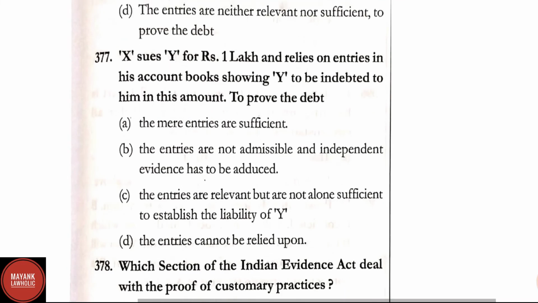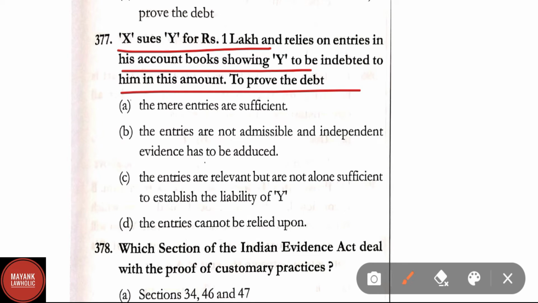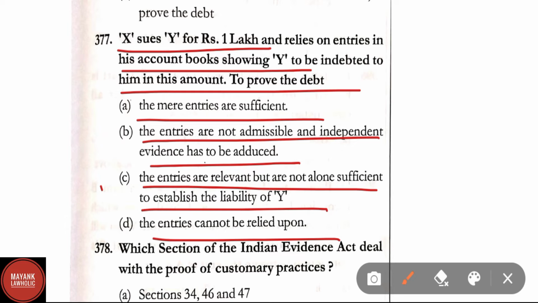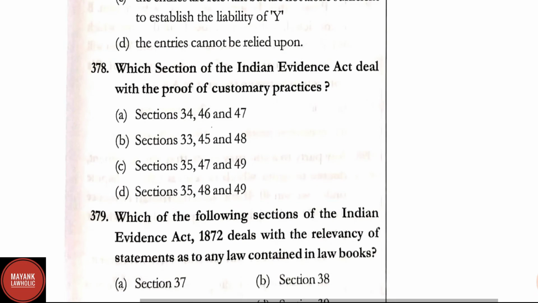Question number 377. X sues Y for rupees 1 lakh and relies on entries in his accounts book showing Y to be indebted to him in this amount. To prove the debt, option A, the mere entries are sufficient. Option B, the entries are not admissible and independent evidence has to be adduced. Option C, the entries are relevant but are not alone sufficient to establish the liability of Y. Option D, the entries cannot be relied upon. Correct answer is option C, that is the entries are relevant but are not alone sufficient to establish the liability of Y.